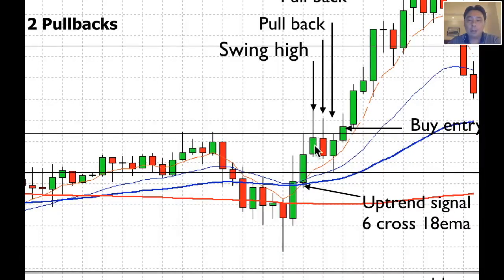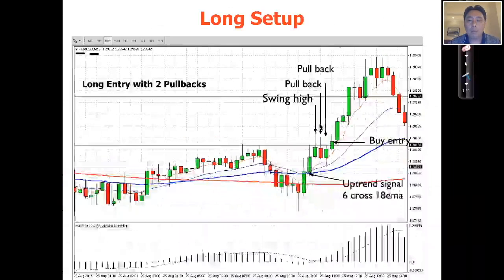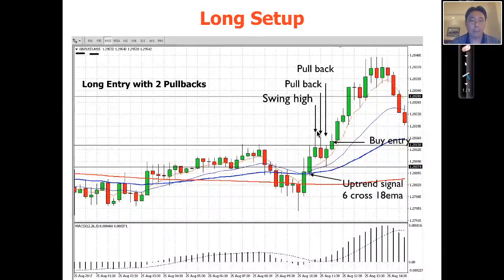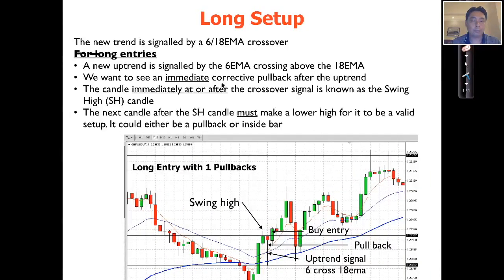Why? Because it appears right after the cross, which is valid. But no later than that. No later than that. It must be right at or after the cross. So that's a swing high candle. Okay. And again, notice that it is the highest high over the last series of upward candles. So it is a swing high. Now, what must happen right after the swing high? Remember the rules that we said here?